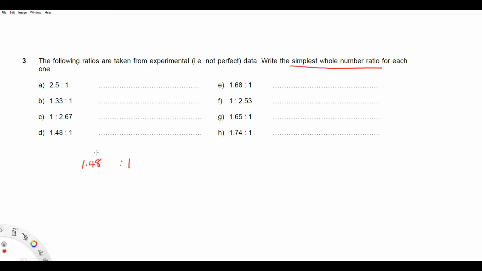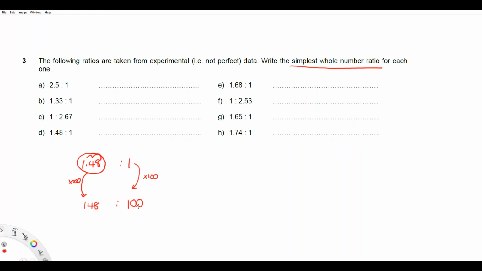Well, you might think, how on earth can I convert this to a whole number ratio? Actually, the first thing we need to do is tackle this number here and convert that to a whole number. One way we can do that is by multiplying it by 100, so that now becomes 148 to 1. But if I multiply this by 100, I must do the same to keep the ratio the same. So I've got to times that by 100. And so therefore, you've now got 148 to 100.